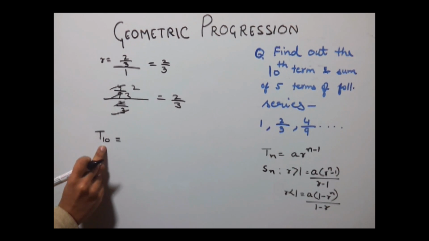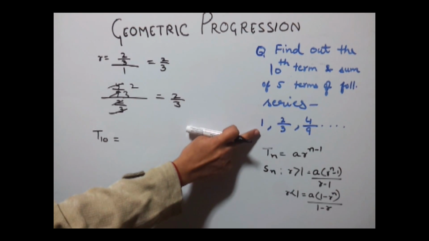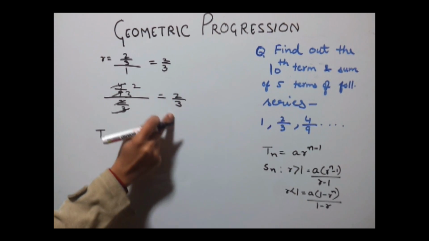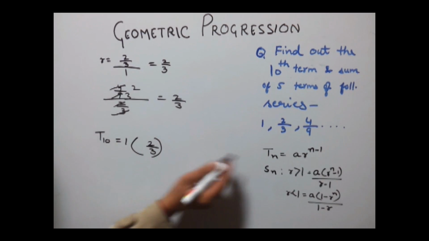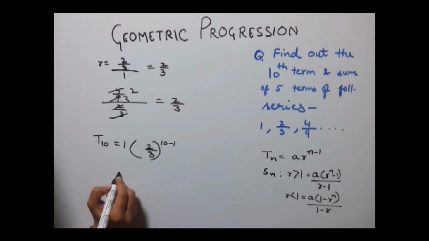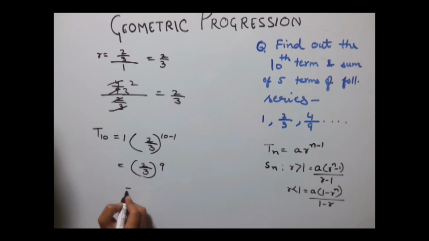Now, the formula to calculate the 10th term is a into r to the power n minus 1. The value of a, which is the first term, is 1 over here. The value of r, we just calculated, is 2 divided by 3, to the power n minus 1. n is 10 over here, that is 10 minus 1, which gives us 2 divided by 3 to the power 9.